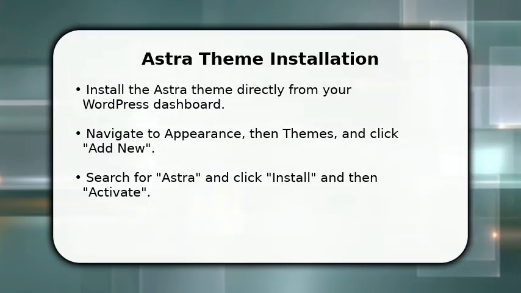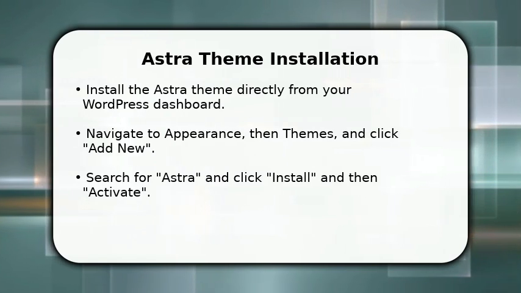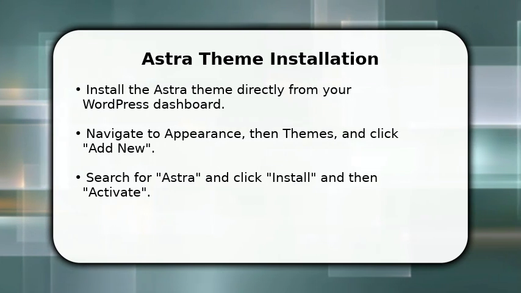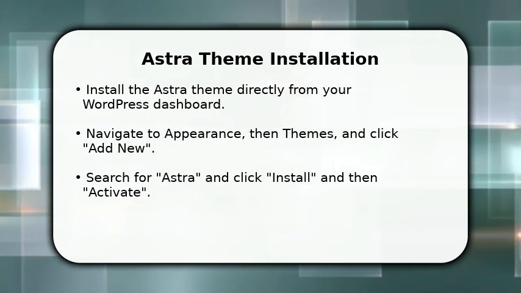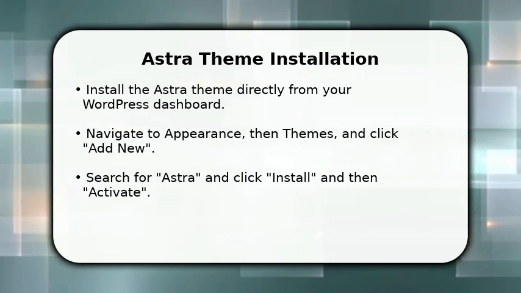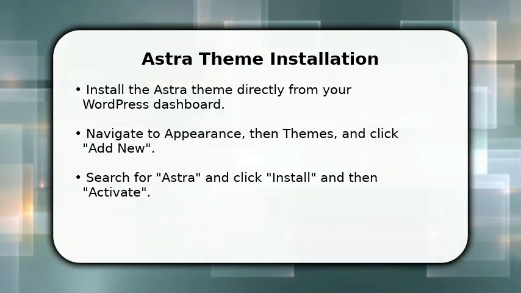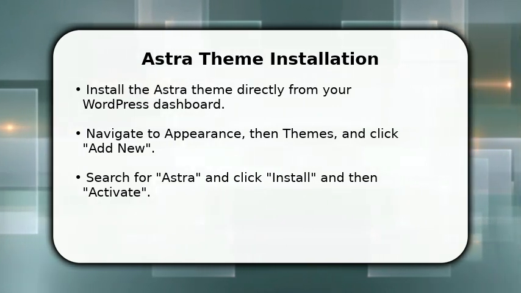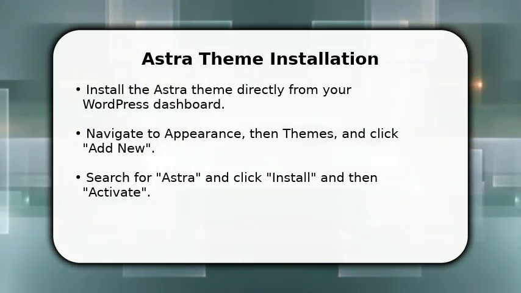In this video, I will show you how to set up the Astra theme. First, let's get Astra installed on your WordPress site. From your dashboard, go to Appearance, then Themes, and click on Add New. Search for Astra in the search bar. Once you find it, simply click Install and then Activate. This process usually takes less than 1 minute, getting you ready to customize your site quickly.